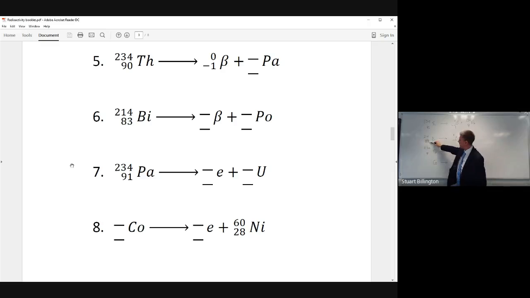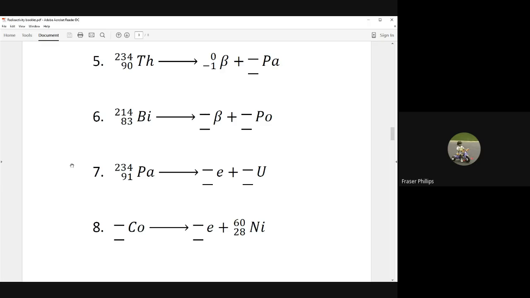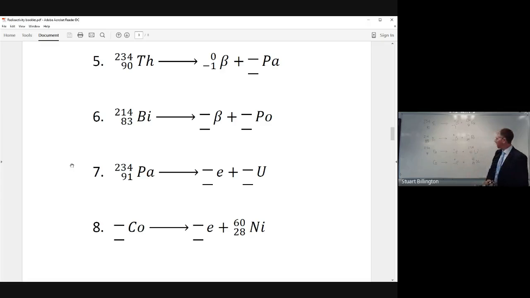Okay, the protactinium from question 1 is still radioactive, and it is going to decay again, this time into uranium. Somebody tell me about uranium. How many protons and 2, 3, 4, and 92. Perfection, well done. So again, the total number hasn't changed, but a neutron's turned into a proton, so the protons have gone up 1. Or 234 plus 0 is 234, 92 minus 1 is 91.